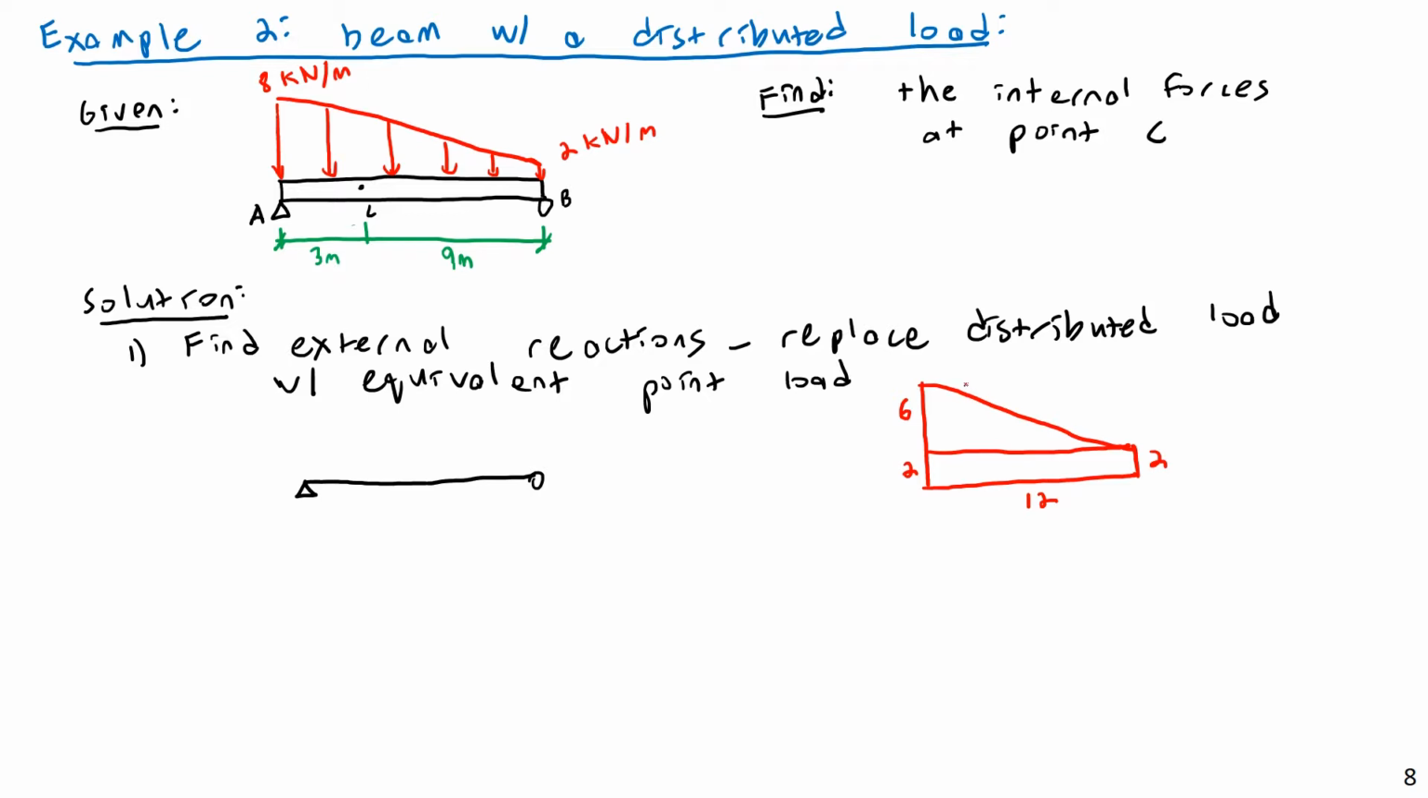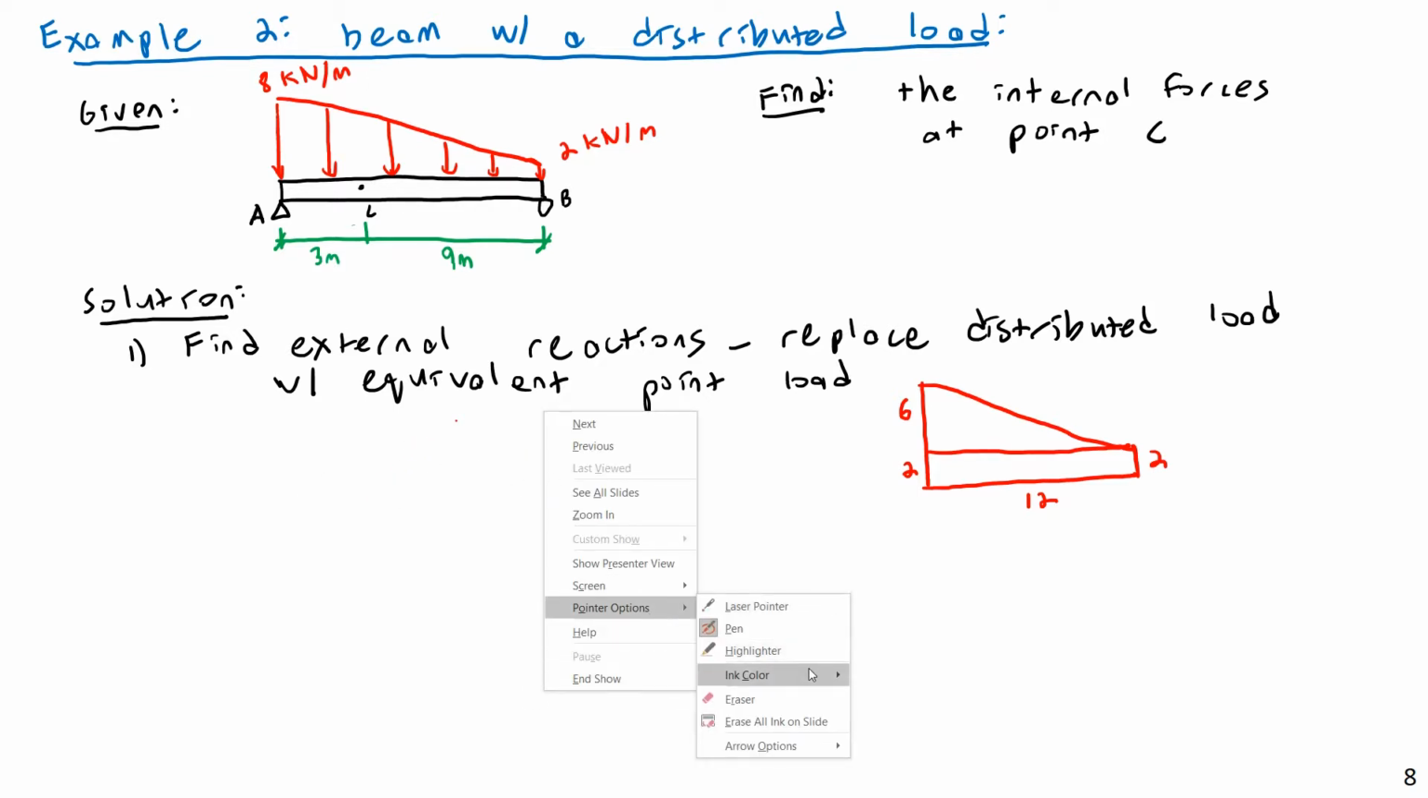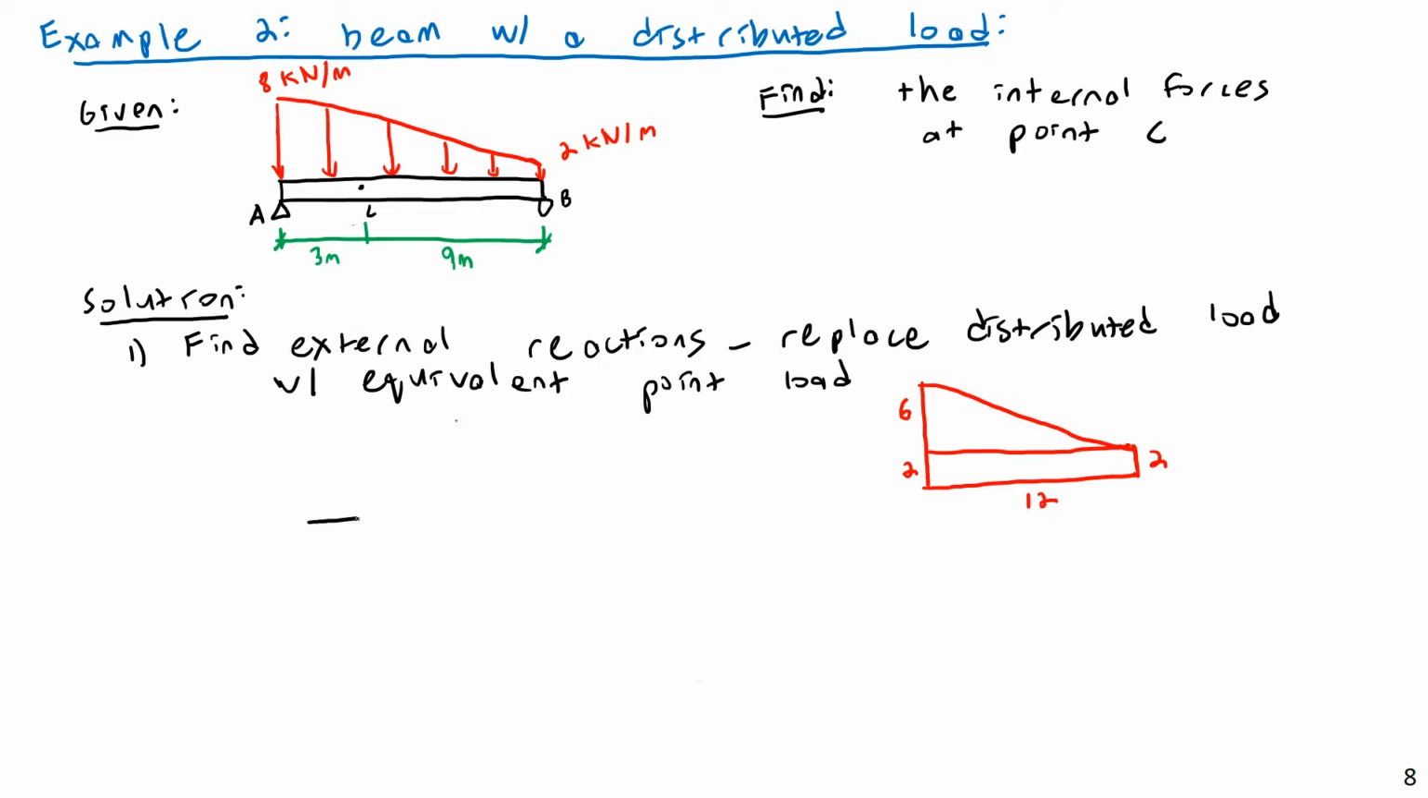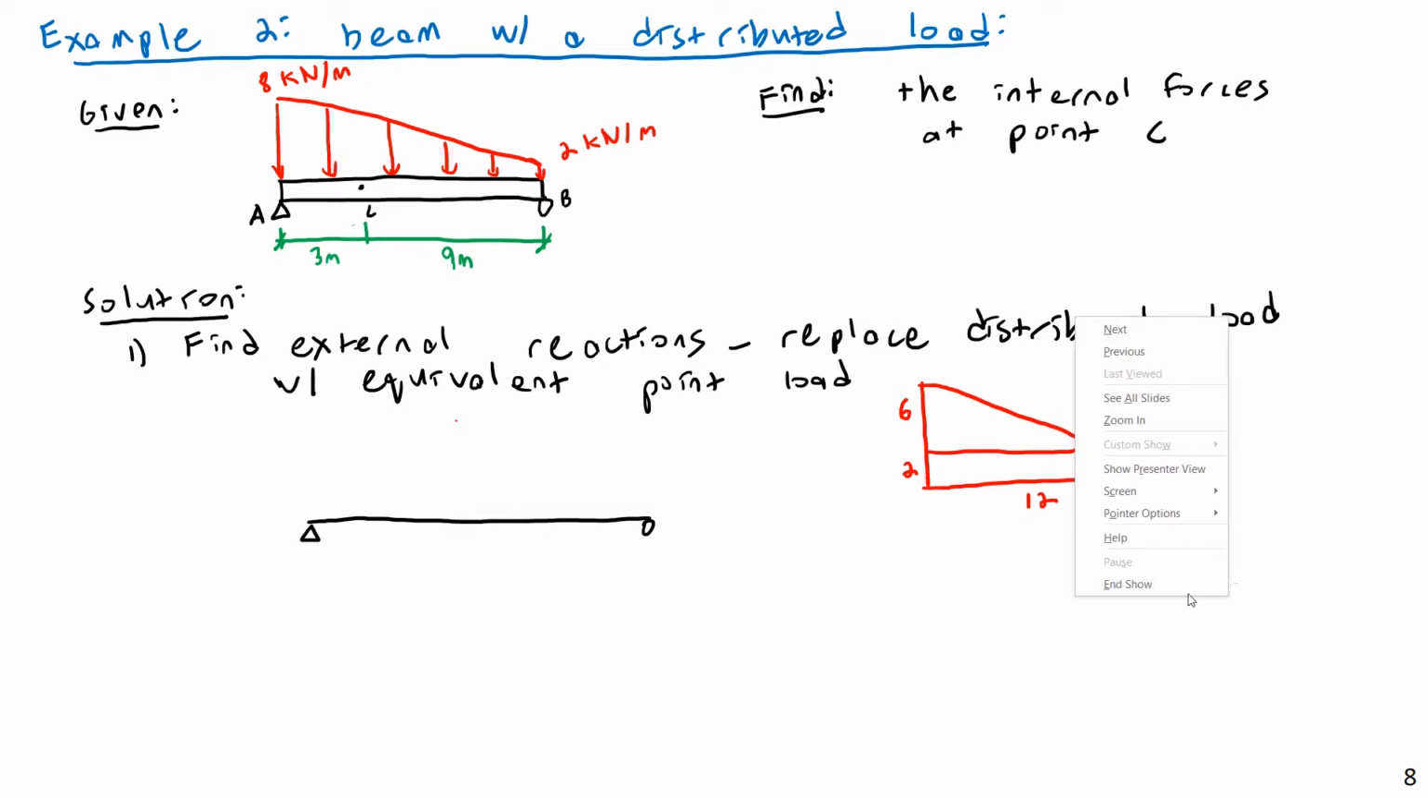And so I'm going to replace these with 2 equivalent point loads. The first will be equal to the area of the rectangle. So that's 2 kilonewtons per meter times the length of 12 meters, which will be 24 kilonewtons. Actually, I think I might need to make this a little bigger. So I have the 24 kilonewton point load, and that again is the equivalent point load of the rectangular portion of that load.